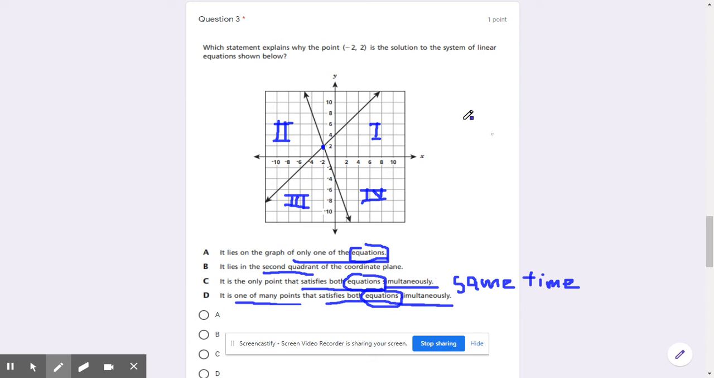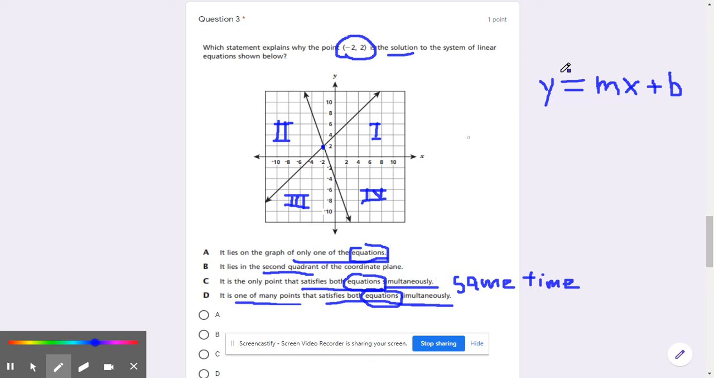Hint 2, let's understand what the solution means, all right? Solution means that when you have the two lines, they intersect each other at a point. And in this case, we know that point is going to be negative 2, 2. Also, remember, these two lines are equations in the form of, that's right, y is equal to mx plus b. So let's see if we can find out what the equations are for these two lines.